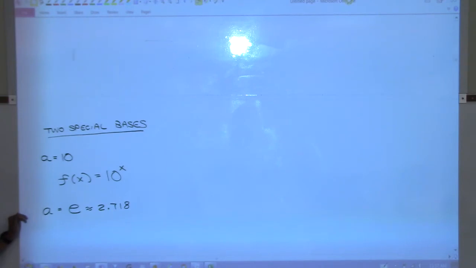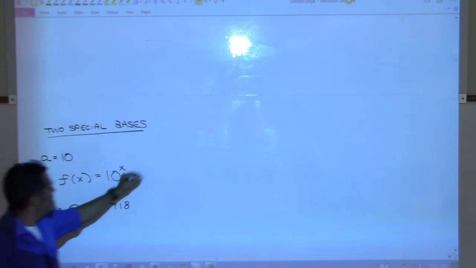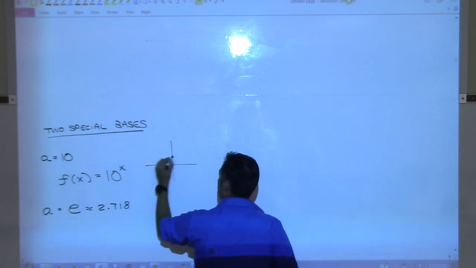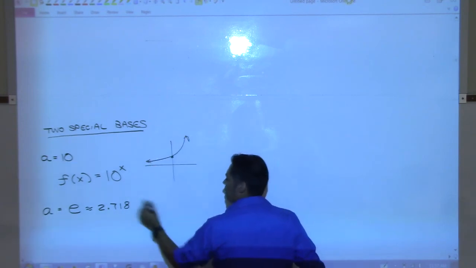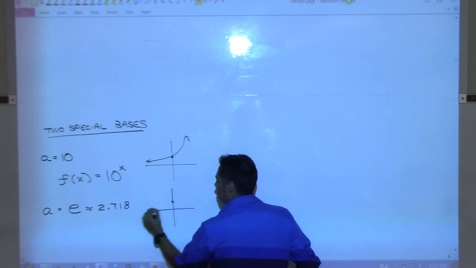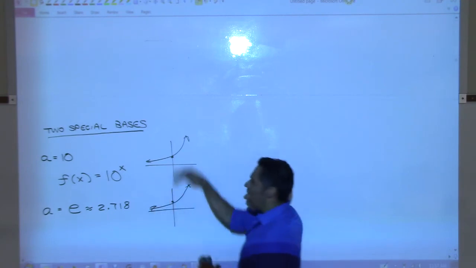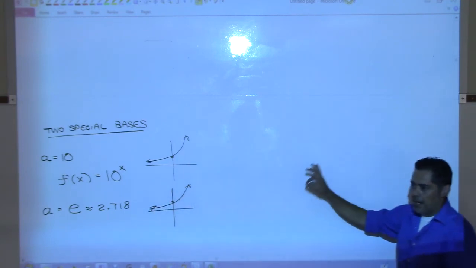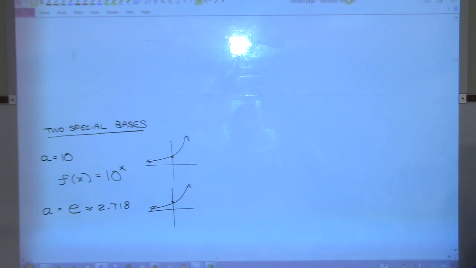Growth. Why growth? Because a is greater than 1, right? If a is greater than 1, we have growth. So this, if I graphed it, would look like this. And this, if I graphed it, would also look like that. Now, they wouldn't be exactly the same. They would grow at a different rate, but they both are growth.